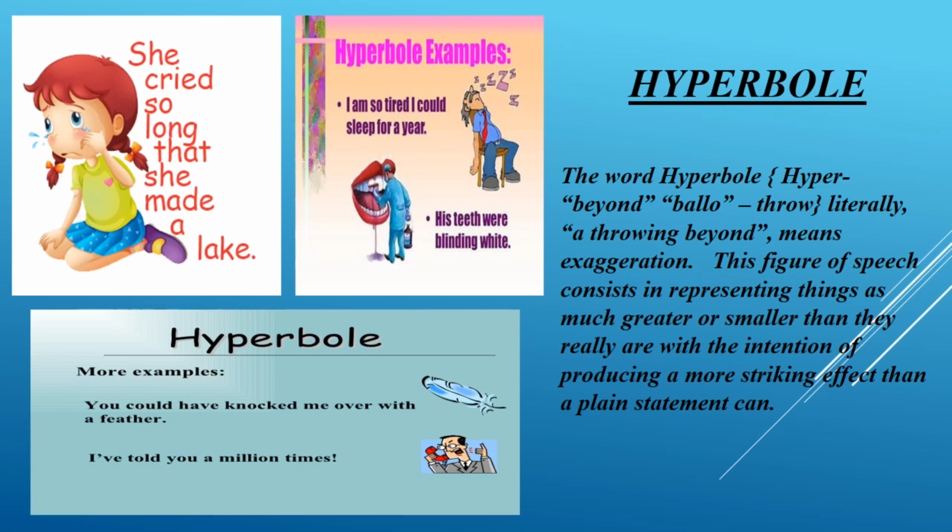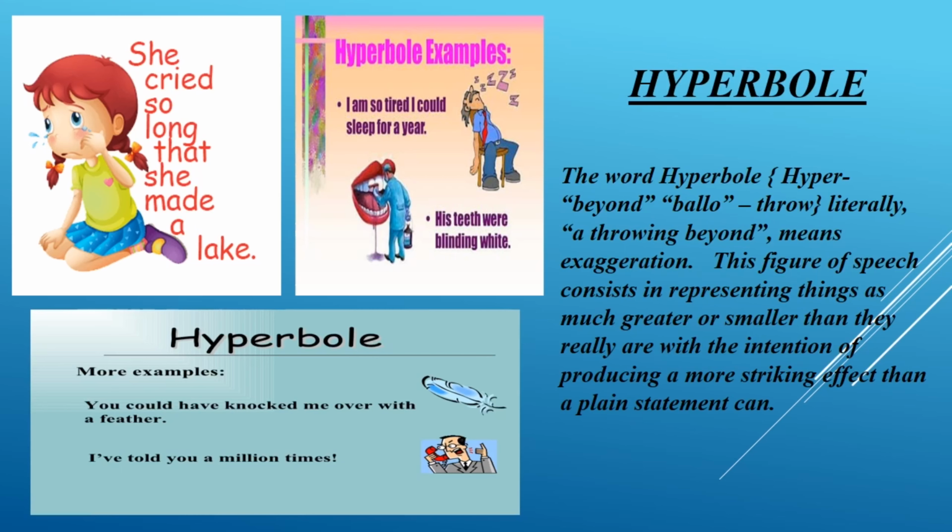Look at the slide on the left hand side, the first slide. She cried so long that she made a lake. Now here, obviously the figure of speech is an exaggeration, so which is a hyperbole. The little girl kept crying for such a long time that the tears that kept flowing down her eyes produced a lake in front of her, which we all know is not possible, isn't it? So it's an exaggerated statement, and hence the figure of speech is a hyperbole.